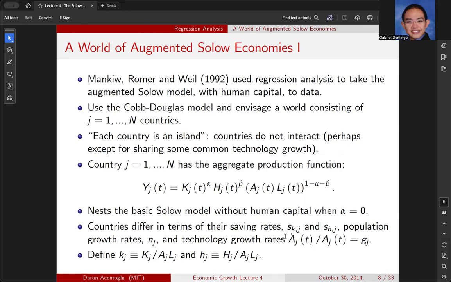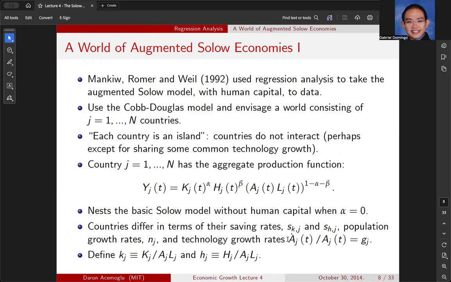So you will have accumulation of physical capital. So you have a savings rate for physical capital, and you will have a savings rate for human capital here. Human capital and physical capital pretty much have the same law of accumulation, or equation of motion, except that one accumulates physical capital and the other accumulates human capital.